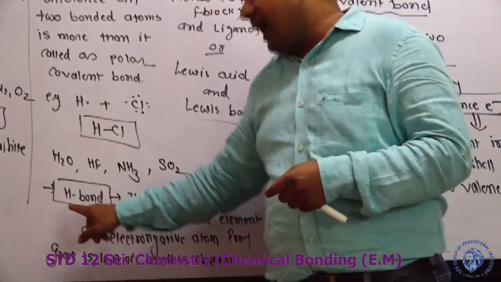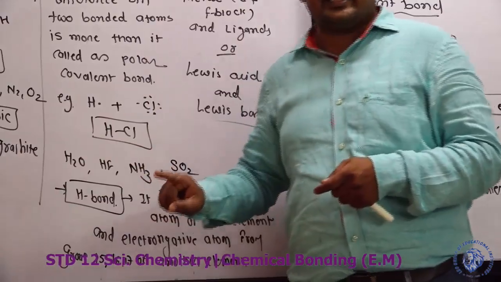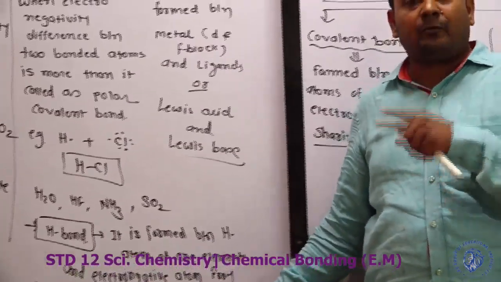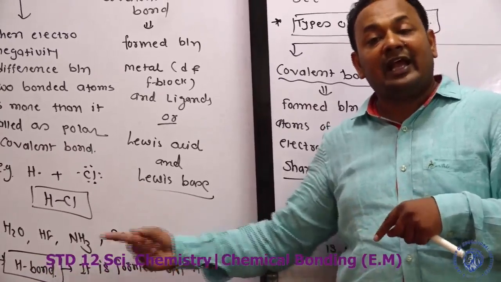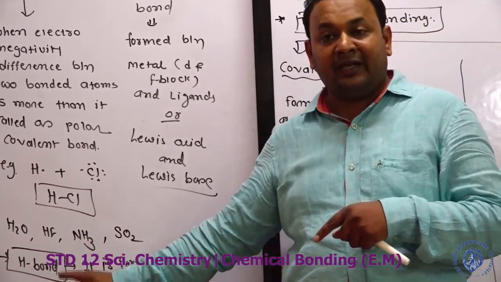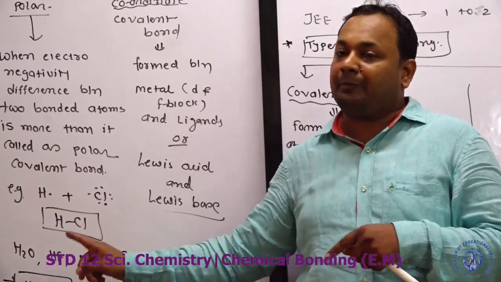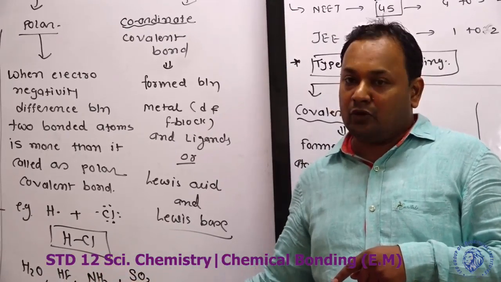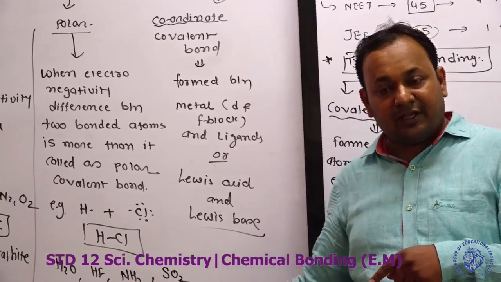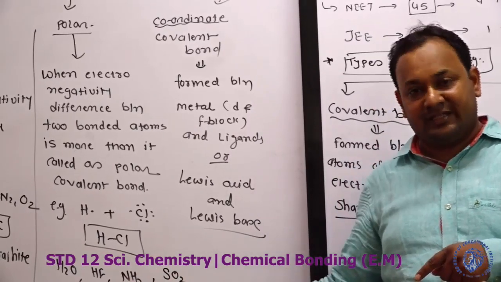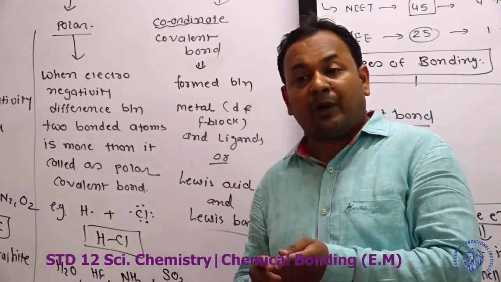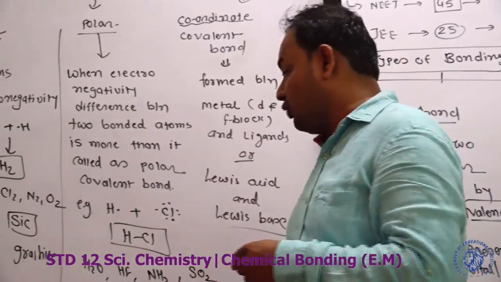So to become a hydrogen bonded compound, it is necessary that the bond is formed between the hydrogen atom of one element and an electronegative atom from group 15, 16 or 17. Group 15 pnictogens, that is mostly nitrogen. Group 16 chalcogens, that is oxygen or sulfur, and group 17 halogens, chlorine, fluorine, bromine, iodine, etc. Whenever such kind of compound forms the bond, then it's called a hydrogen bond.